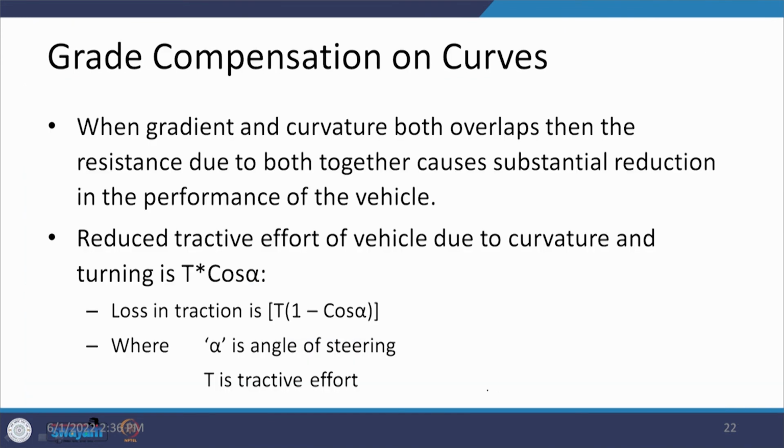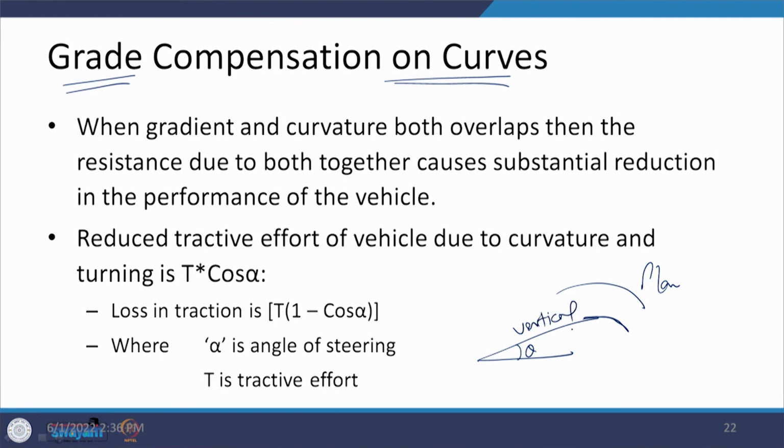Now, another case is that we need to do a grade compensation on curves. Why are we doing grade compensation? There are two things being talked about together: one is gradient, the other is a curve. So, you are going up with respect to the horizontal, and at this point a curve is provided. So, a horizontal curve in plan is there and there is a vertical alignment in this form. When these two things happen together, there are two types of resistances which are working.